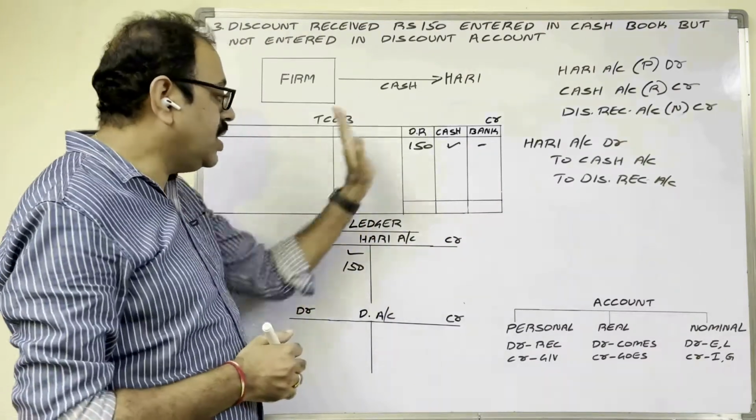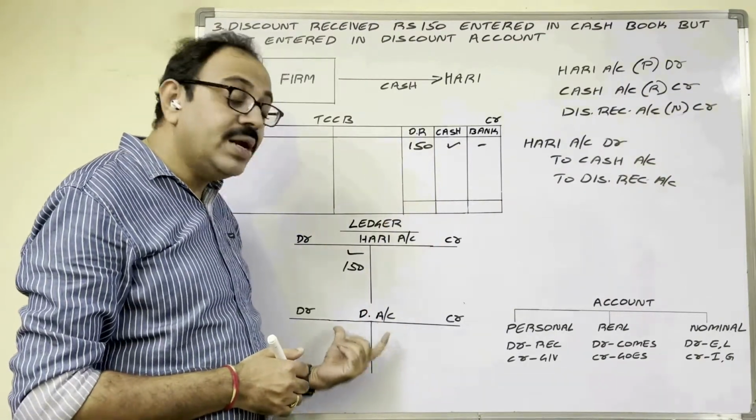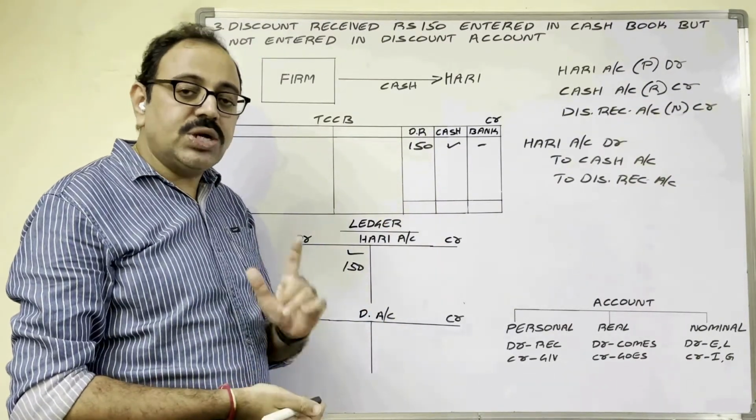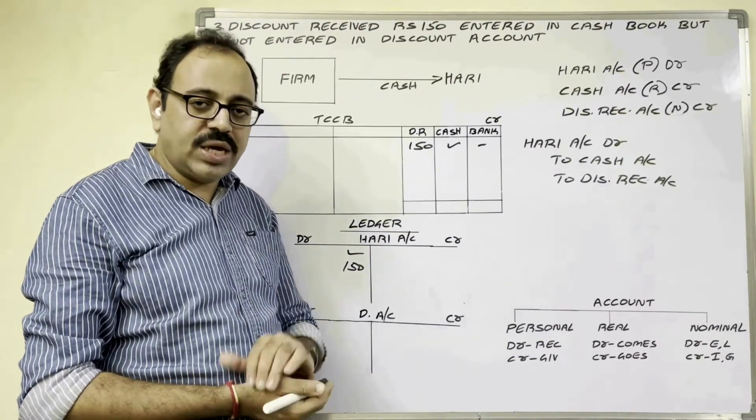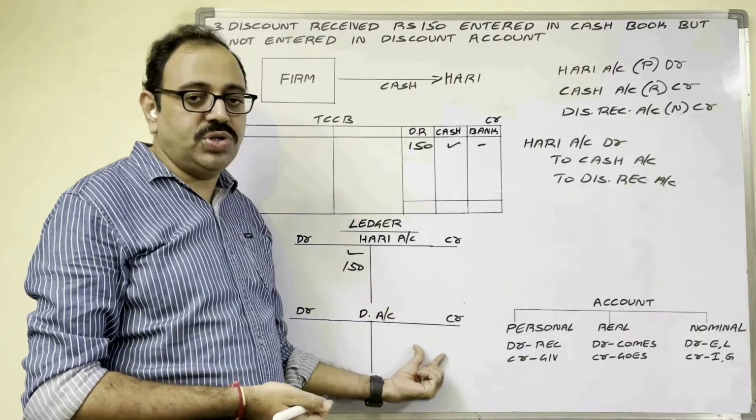Only debit side total, credit side total we do know. These totals, again we should take in discount account. So discount received is a gain. Gain shows a credit balance. So that amount in discount account, credit side we should show.